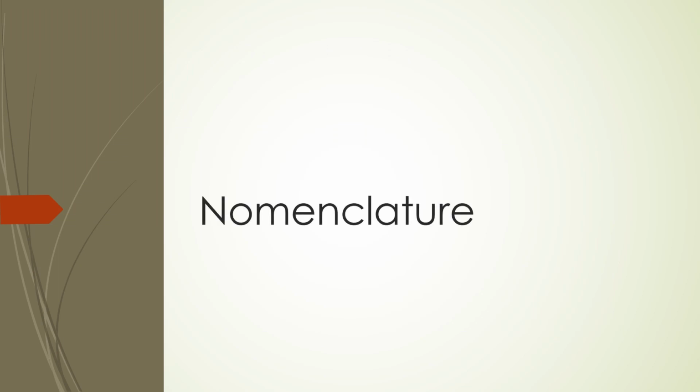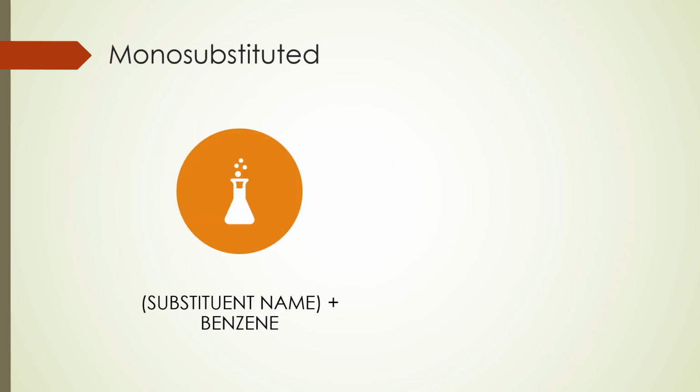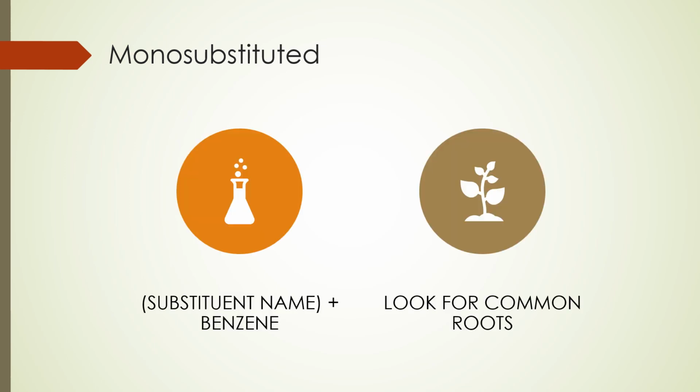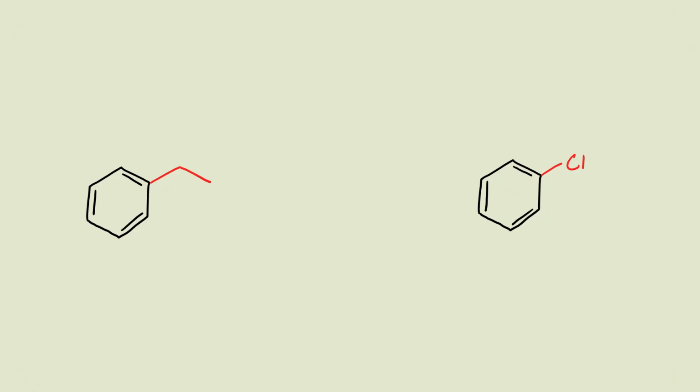Let's look at how we name the different benzene compounds. If it's monosubstituted, you name the substituent and then put the word benzene. Let's look at an example. The compound on the left has an ethyl substituent, so we call this ethylbenzene. This one on the right has a chlorine substituent, so we call this chlorobenzene.